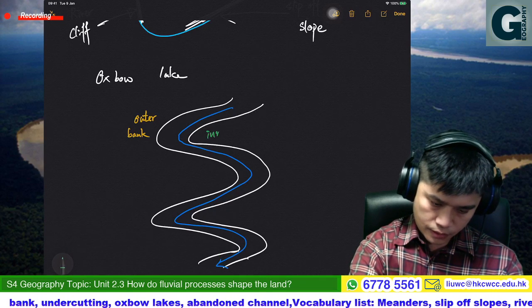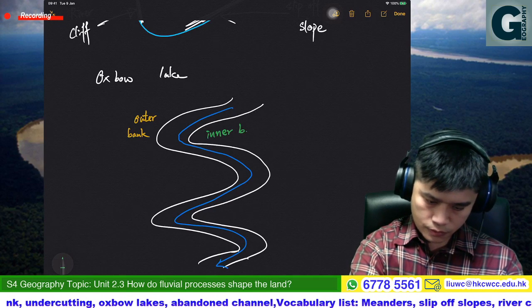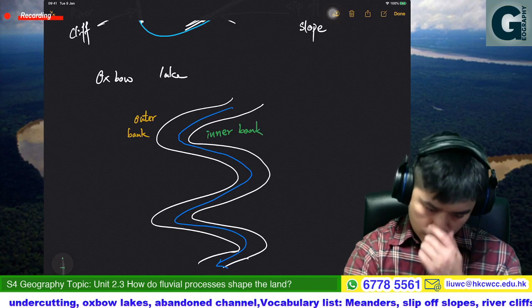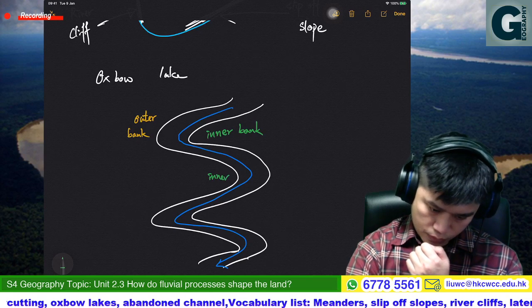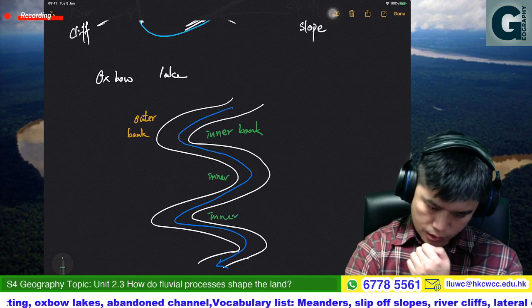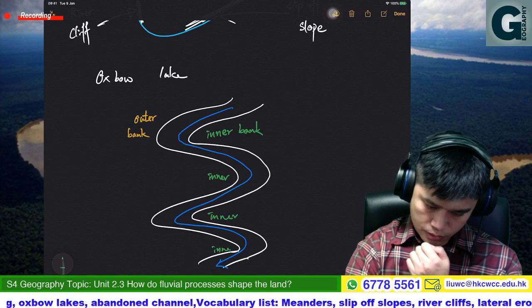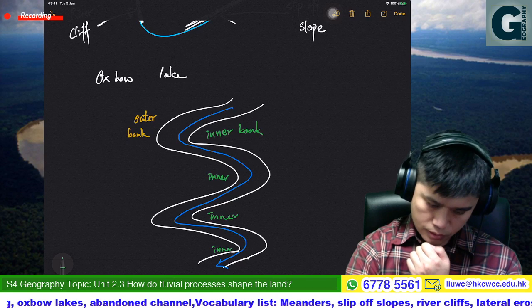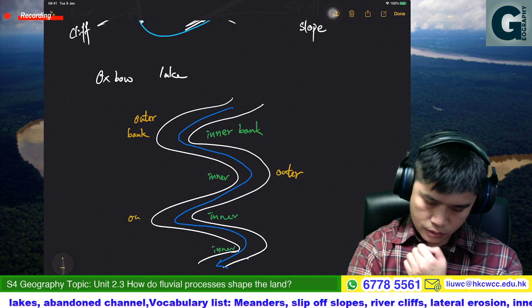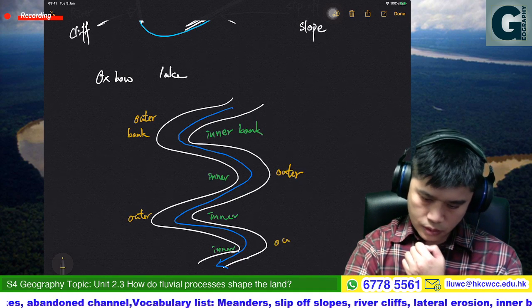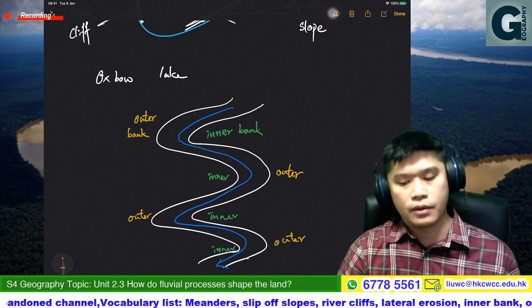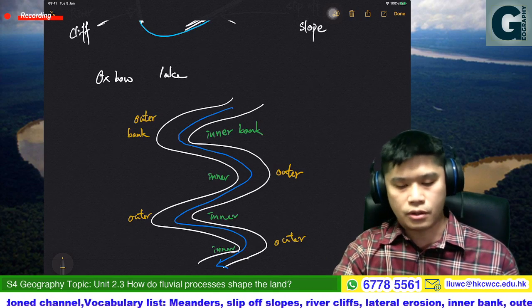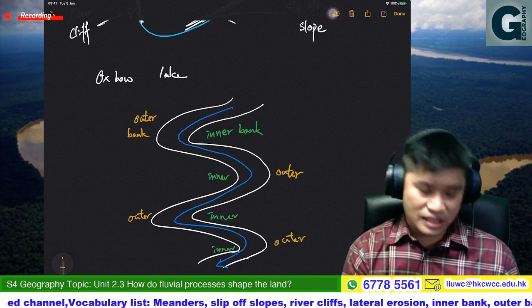Inner bank, okay, inner bank here, and outer bank, outer bank here. Okay, so therefore that would be for different parts of the river along the meander.